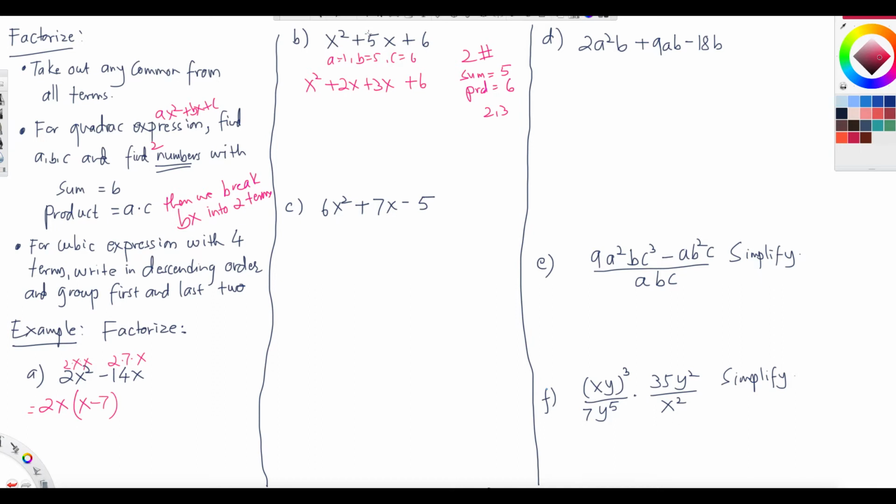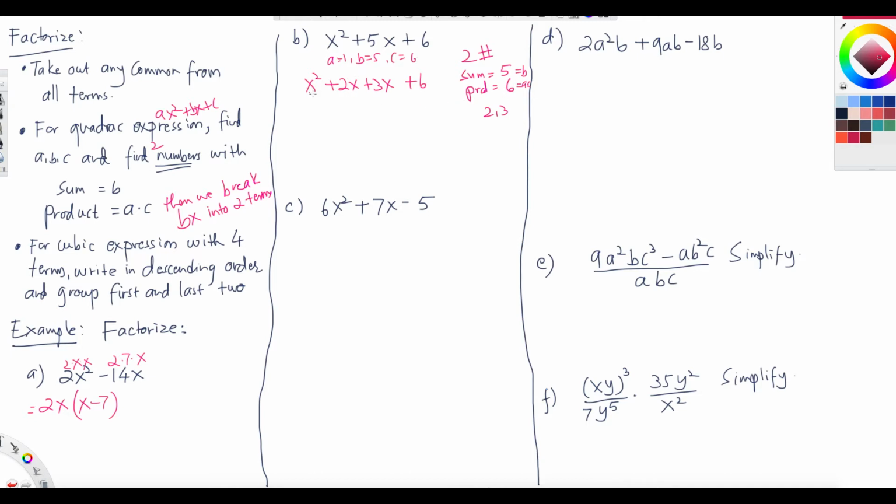So after you break the middle term according to those two numbers, which are found using this idea, we need two numbers with sum 5 and product 6. The sum must be b, right? Product must be a times c. That is a times c is 1 times 6, which is 6.